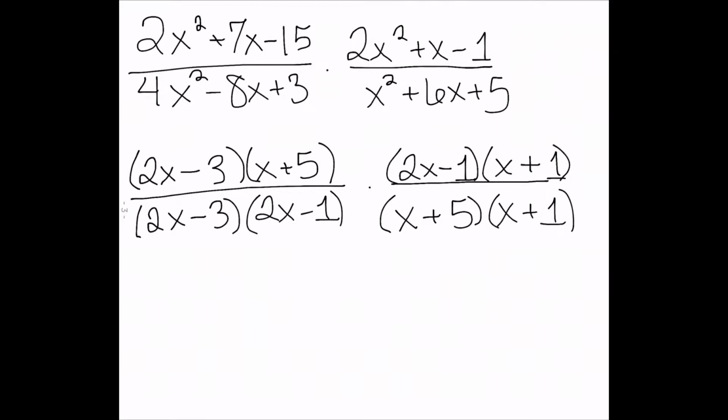We now want to start canceling things. Here's a 2x minus 3 on the top and bottom, a 2x minus 1 on the top and bottom, an x plus 5 on the top and bottom, and an x plus 1 on the top and bottom. And since everything canceled, that means my final answer here would just be 1.